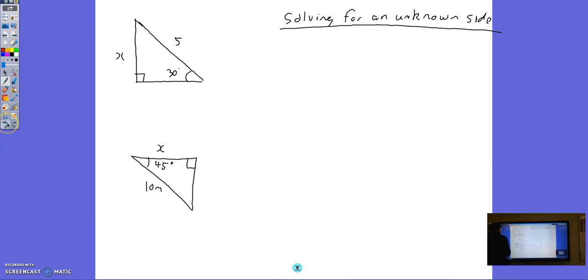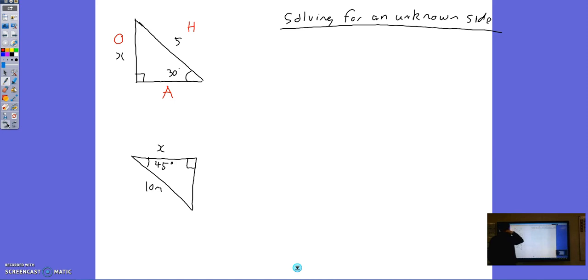We need to label our opposite, adjacent, hypotenuse. So our hypotenuse is the longest side. Our opposite is the side that is directly opposite from the angle. And our adjacent is the side that is right next to the angle. So we've labeled O, H, and A.